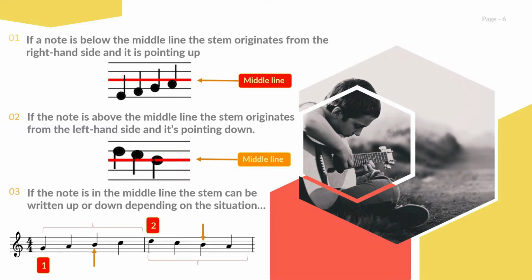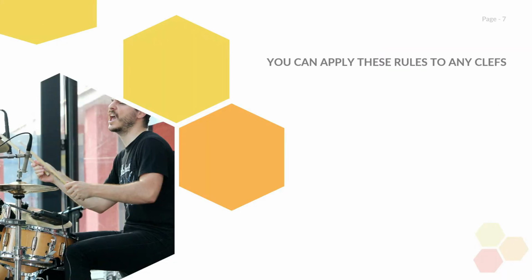Like this one. In this example, the note 3 on the first bar, that is called B, has the stem pointing up on the right-hand side because I choose. So there is no right or wrong answer here, but because I started the previous 2 notes with the stem pointing up, I decided to follow that pattern until I reach the middle line. However, on the 7th note on the second bar, I decided to write the stem on the left-hand side pointing downwards because since the beginning of this bar, the notes are following a descending pattern and it makes more sense to have downwards. Remember that you can apply these rules to any music clef.